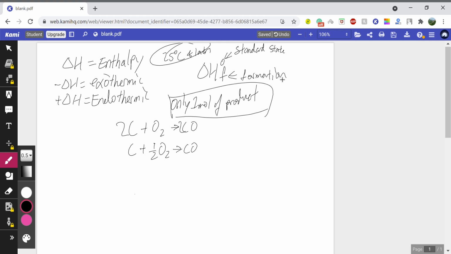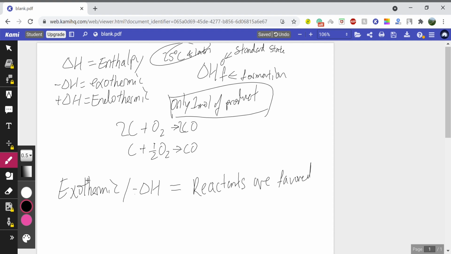Alright, and then exothermic and endothermic. When it's exothermic, aka when delta H is negative, reactants are favored. When it's endothermic, aka when delta H is positive, products are favored.